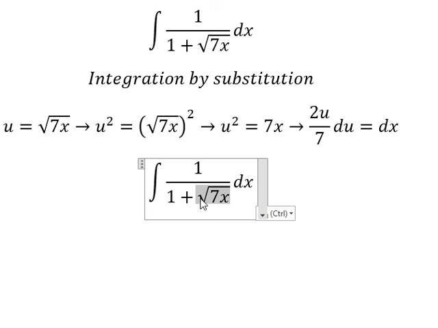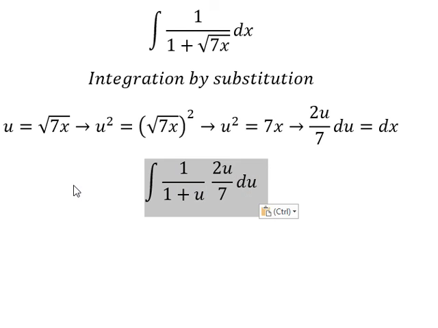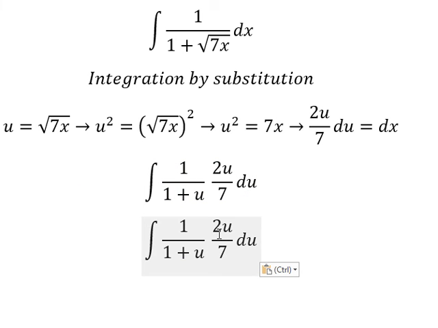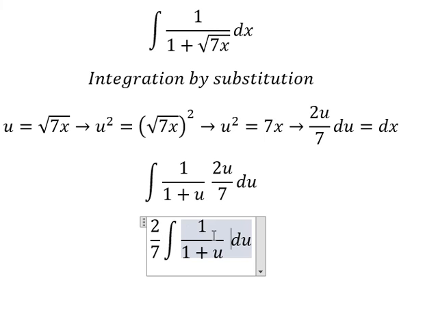So this one we change by u. The s we change by this one. So number 2 over 7, I will put in here. U I will put in here.